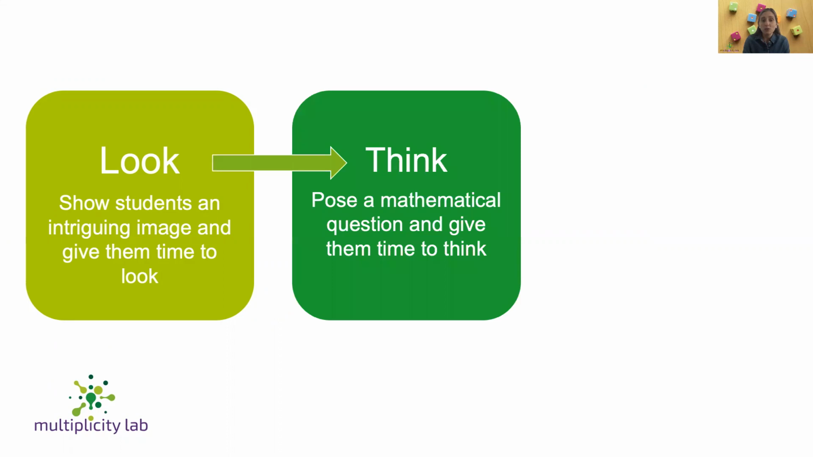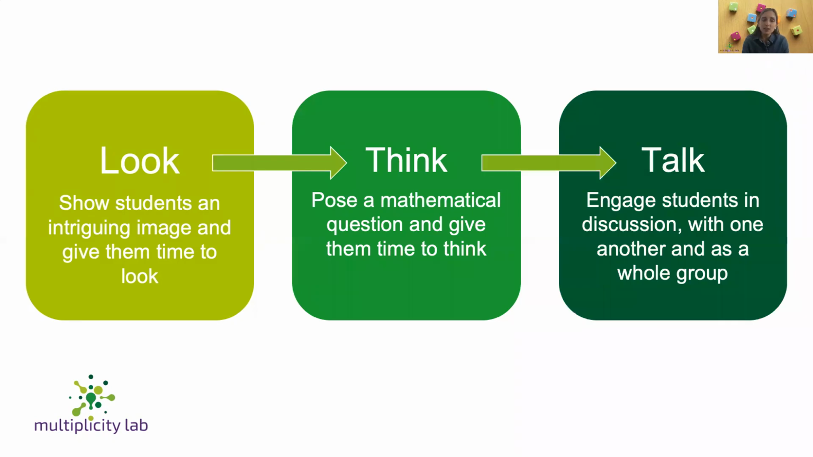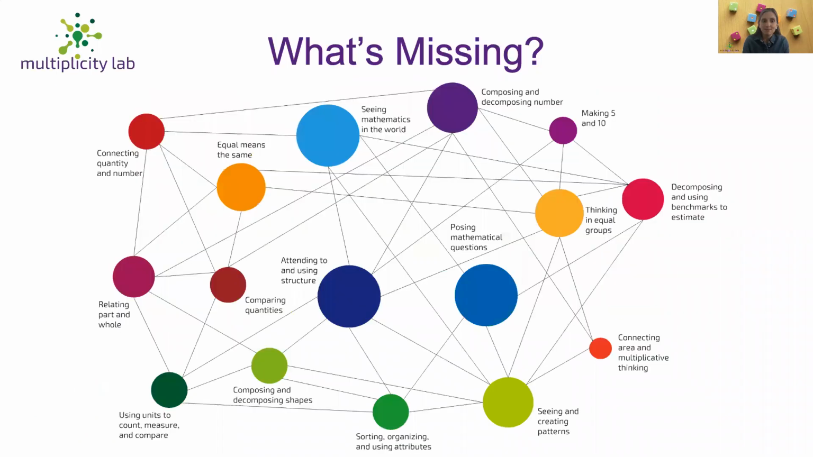Then you pose a central mathematical question and give students time to think. If students have printed copies, you can invite them to annotate as they think. Students also can use manipulatives as an entry point into the task. And finally, ask students to talk about the question with one another and as a whole group. The goal of these discussions is to elicit and encourage multiple ideas, strategies, connections, and ways of seeing and thinking, all while making room for multiple voices.